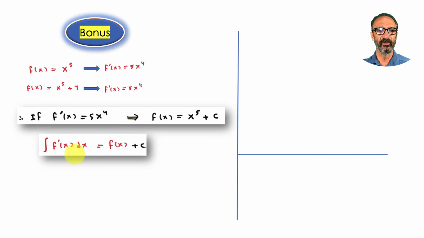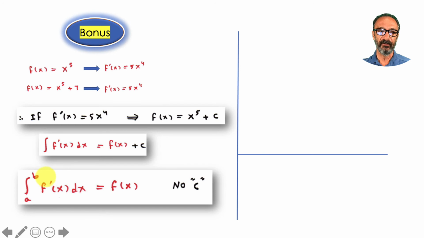That will give you f of x plus the constant of integration. Is it always there? No. If you have a definite integral from a to b, this one does not have any. When you plug in the numbers, c is going to cancel both ways, so we just write it without c. The definite integral does not have a c.